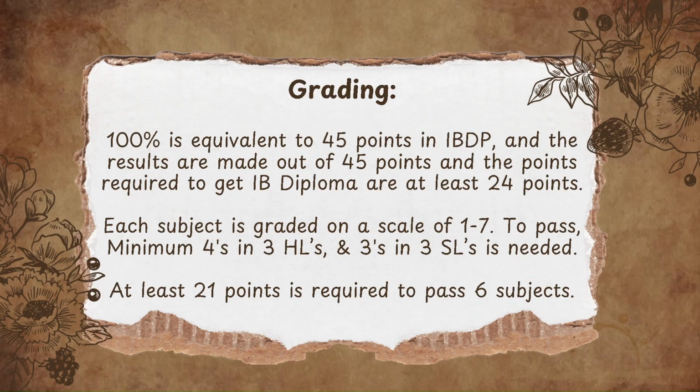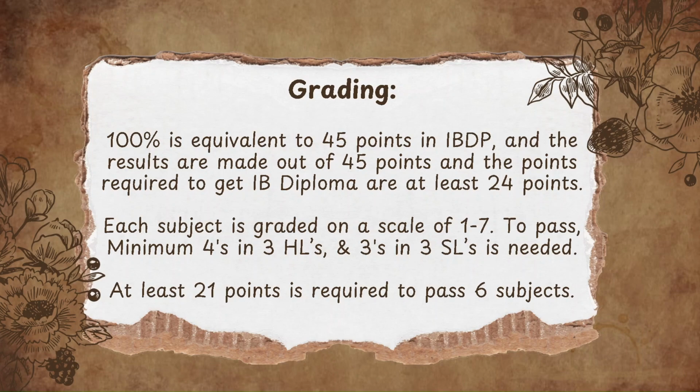The next one is grading. In IBDP, 100% is equivalent to 45 points, and results are made out of 45 points. The requirement to get IB diploma is at least 24 points. Each subject is graded on a scale of 1 to 7, so for 6 subjects, the total grade is 42. To pass all 6 subjects, you need at least 4 in each higher level subject and 3 in each standard level subject. Therefore, 21 points are required to pass 6 subjects.